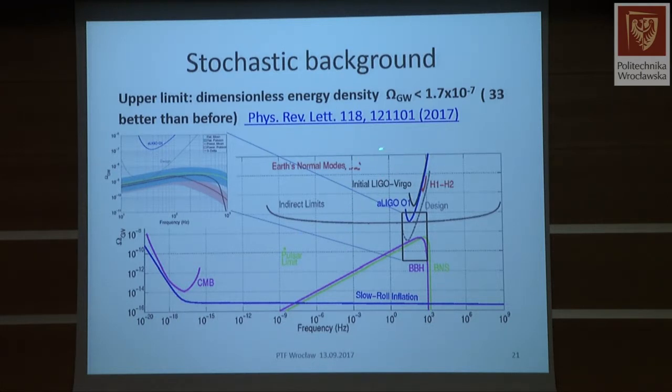Simply, if the background of gravitational waves were higher than this, then it would be seen in the cosmic microwave background, in the temperature, or in the abundances of the light elements in the universe. Very promising is this stochastic signal, which is a superposition from binary black holes in the universe, because there are more of them than was expected, and this signal may be seen when the LIGO and Virgo detectors reach their design sensitivity.